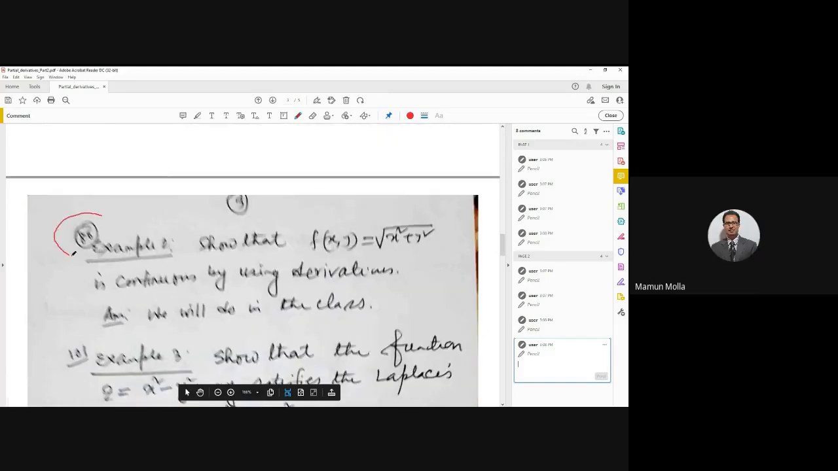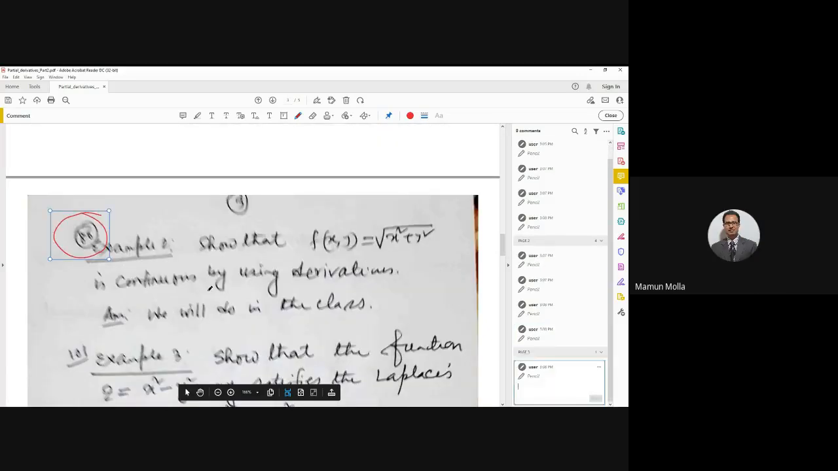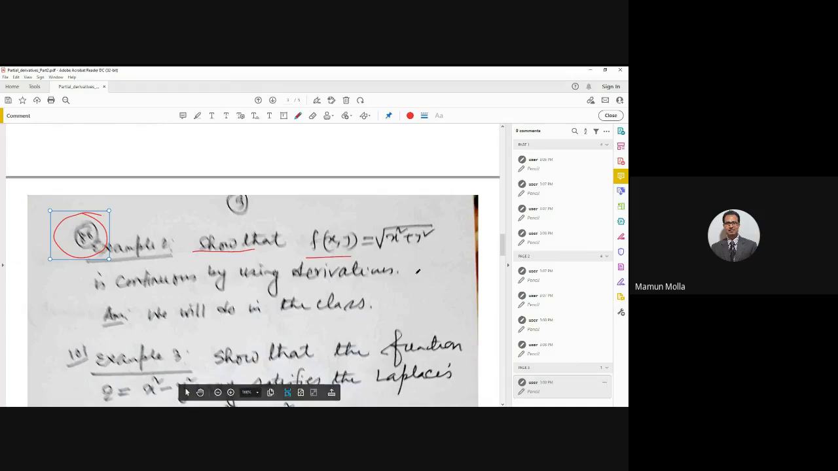Okay. Now we'll do this problem number 86. Show that f of x y equals root over x square plus y square is continuous by using derivatives. Please do this. You now know what you have to do.